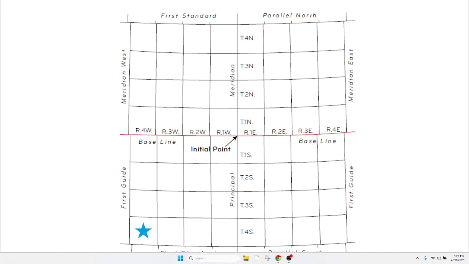How about the township with the blue star? It's Township 4 South and range 4 West. Thus Township 4 South, range 4 West. The numbering continues beyond the rows and columns in this diagram, so it only shows up to 4, but know that it continues beyond that. So what about the township with the orange star? This is Township 1 South, range 5 East.